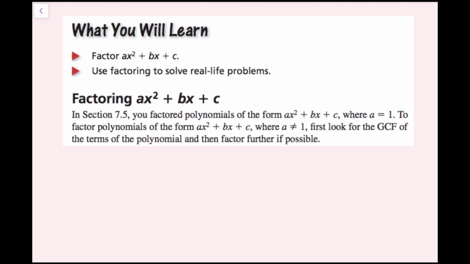In this lesson, we're going to be factoring ax squared plus bx plus c and using factoring to solve real-life problems. In section 7.5, you factored polynomials of the form ax squared plus bx plus c, where a equals 1. First, look for the greatest common factor of the terms of the polynomial, and then factor further if possible.